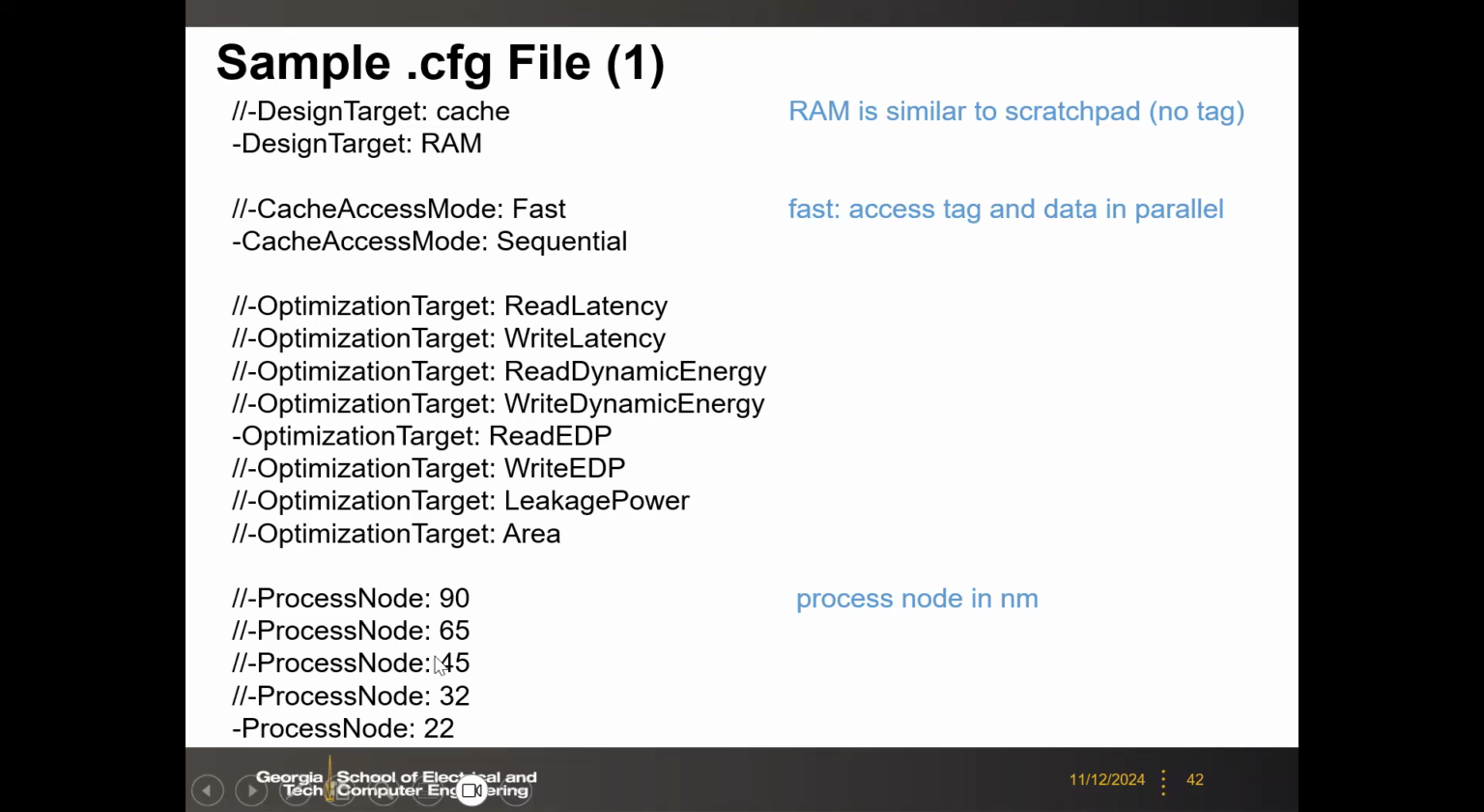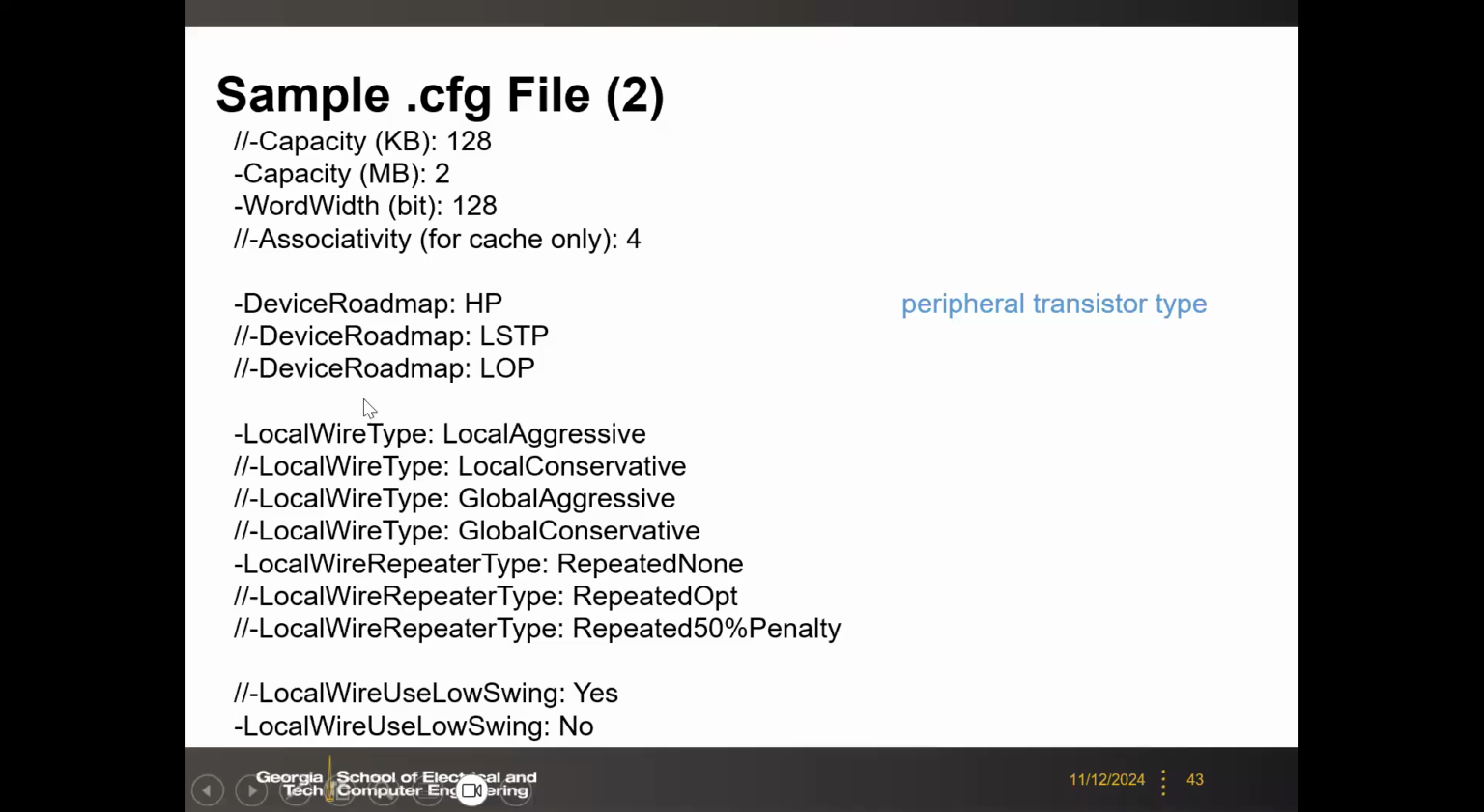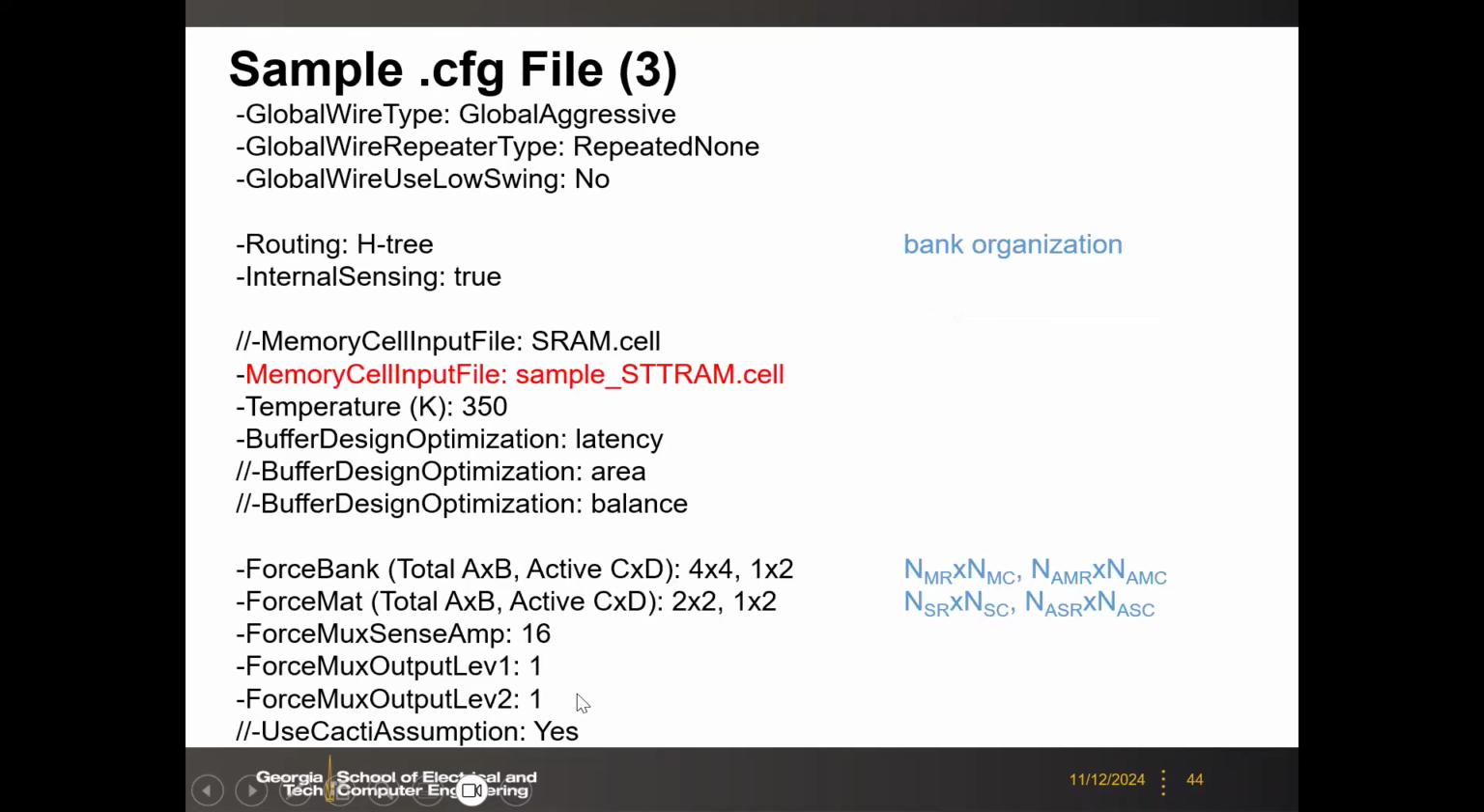Then you define the technology node, the bank size, and the I/O width, how many bits you want to get from the I/O in parallel. And then the transistor technology, high performance, or low power, or low standby power, and then the wire type, and so on. So many options. But anyway, in your homework, we'll provide you the cell level STT-MRAM parameter file.